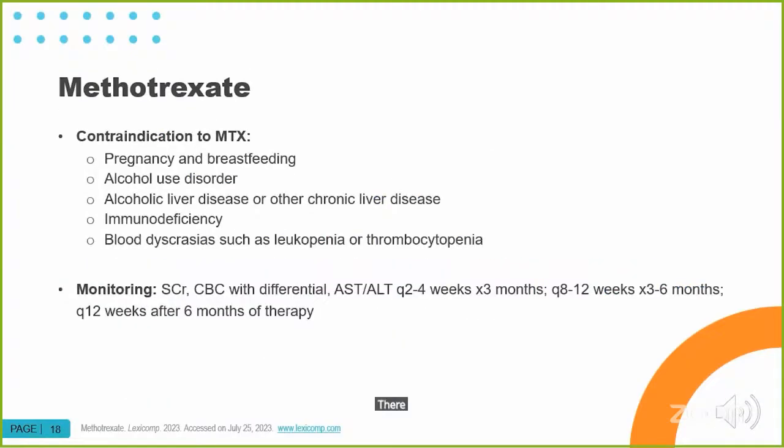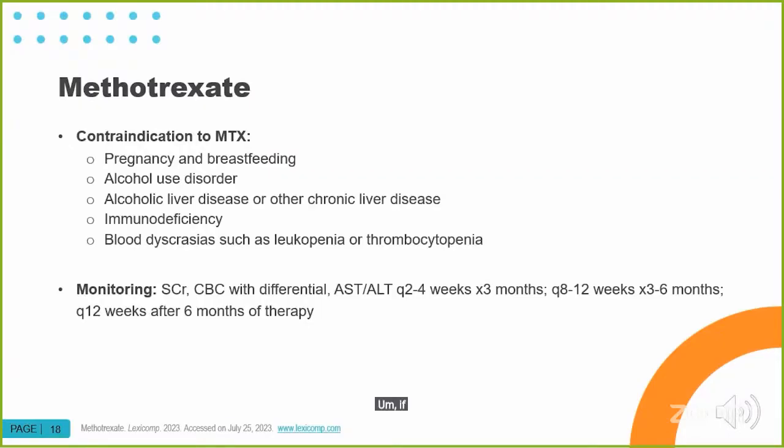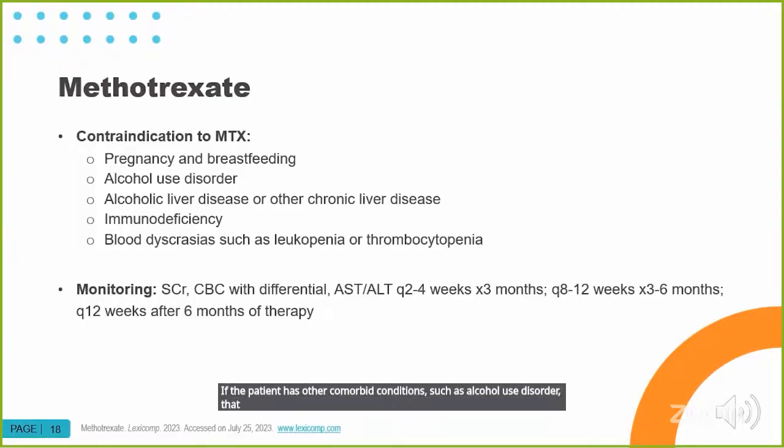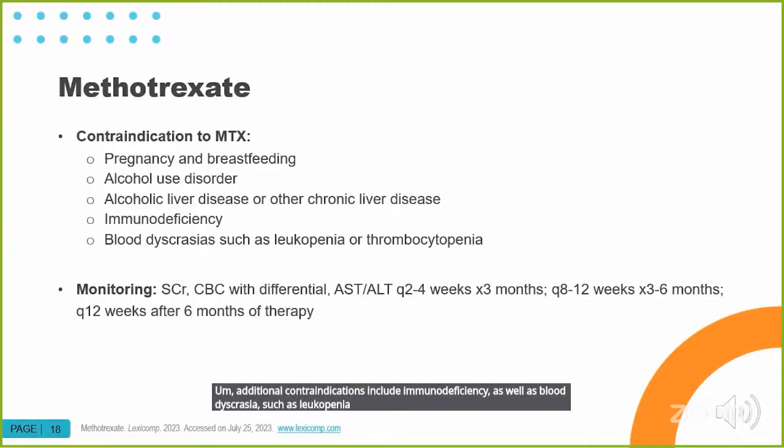There are also several contraindications to methotrexate, including pregnancy and breastfeeding, alcohol use disorder, alcoholic liver disease, or chronic liver disease. This is really due to the risk for hepatotoxicity with methotrexate. If the patient has other comorbid conditions such as alcohol use disorder, that may increase the risk of hepatotoxicity. Obviously, it would be a contraindication to this medication. Additional contraindications include immunodeficiency as well as blood dyscrasia such as leukopenia or thrombocytopenia.